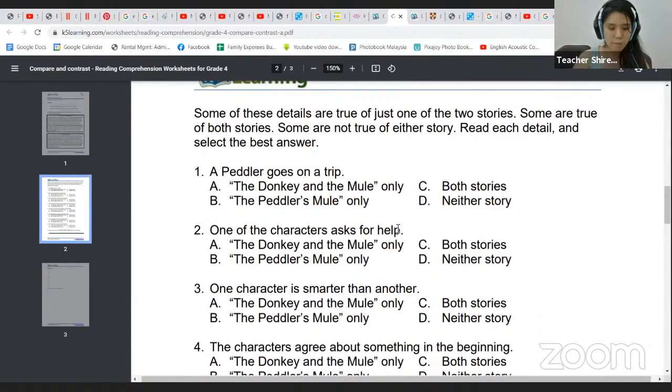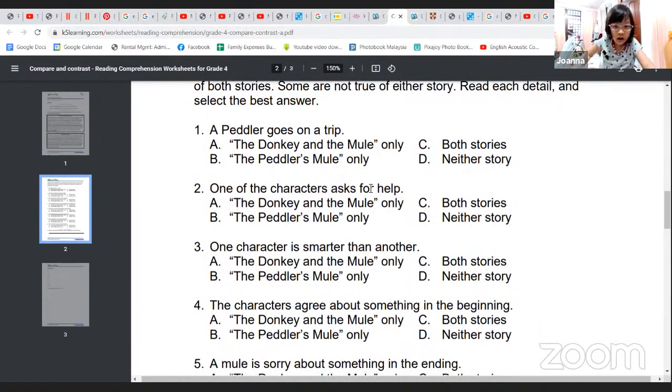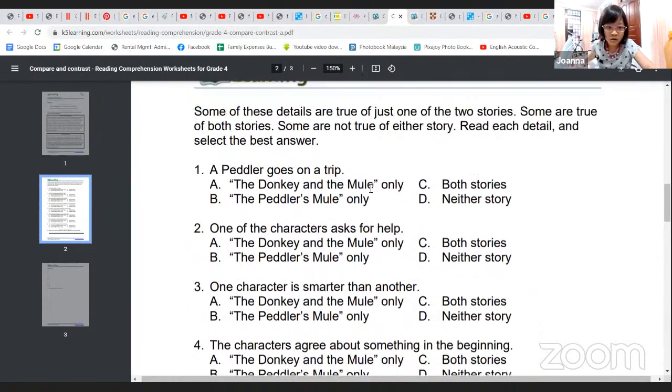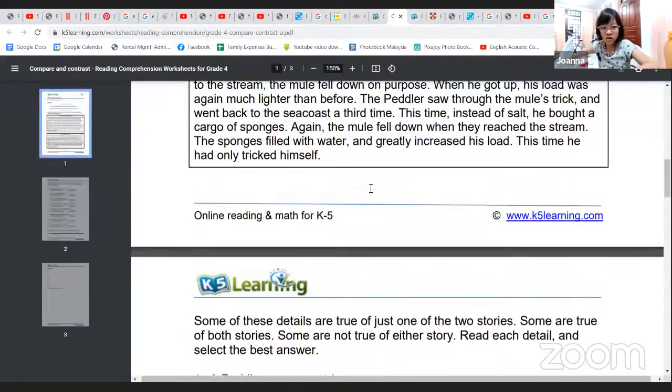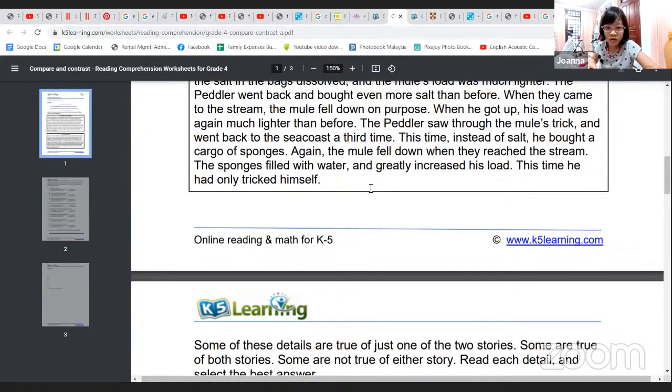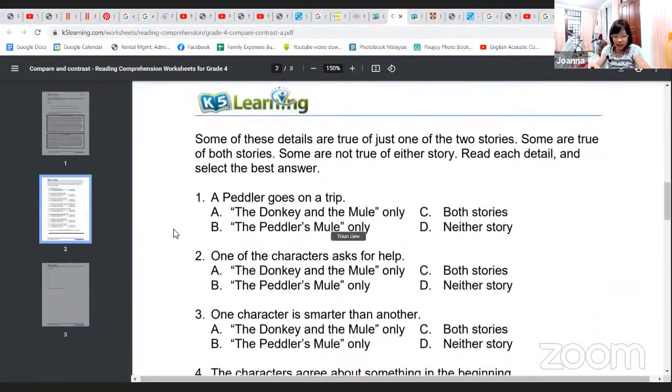Okay. Number 1. A peddler goes on a trip. Sorry, what is this? I don't have this. Can you share the link to me? It's in the chat. Oh, I can see now.